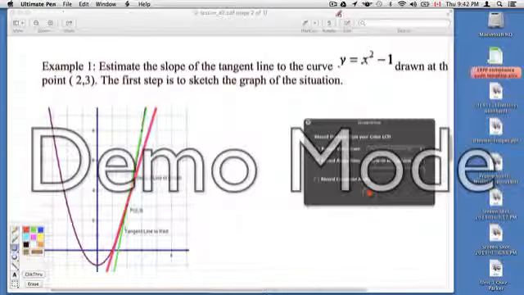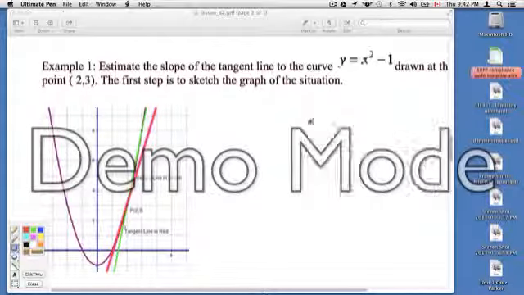All right, so we're looking at 4.2, and 4.2 is about estimating the slope of a tangent line to a curve. And we have actually talked about this before, so we're going to do this as an example. So we have a function y equals x squared minus 1.